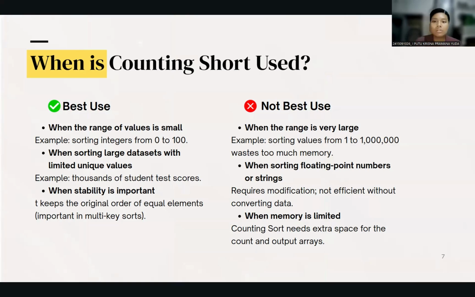Okay, when is counting sort used? The best use is when the range of values is small. Counting sort is very efficient when you are sorting integers in a limited range, for example, sorting numbers from 0 to 100. And then when sorting large datasets with limited unique values. It's great for handling large amounts of data when the number of unique values is low, for example, thousands of student test scores where the possible score ranges from 1 to 100.